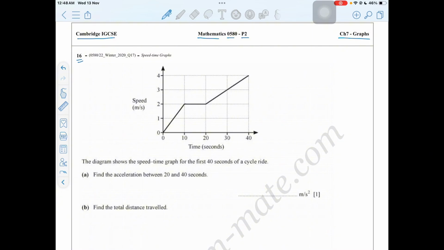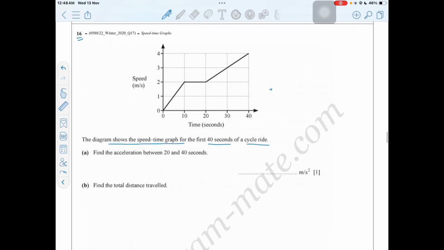So let's start with question number 16. The diagram shows the speed time graph for the first 40 seconds of a cycle ride. This is the graph. Find the acceleration between 20 and 40 seconds. So this acceleration is required, right? So we have 40 and 4, and here we have 20 and 2, right? So this would be 4 minus 2 over 40 minus 20. So we have 2 over 20. This would be 1 over 10 or 0.1.